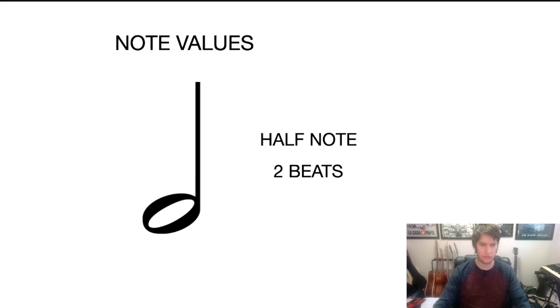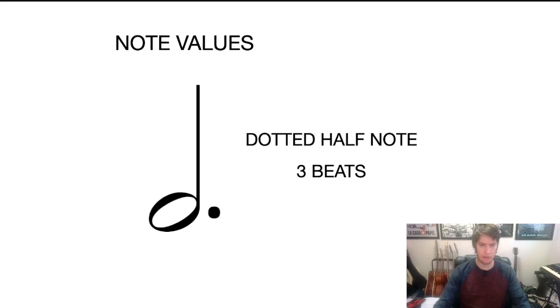Next we have the half note, which is worth 2 beats. So we have the note head, which is not colored in, and then the stem. Next we have the dotted half note, worth 3 beats. So it looks just like the half note, but it's got a dot beside it.